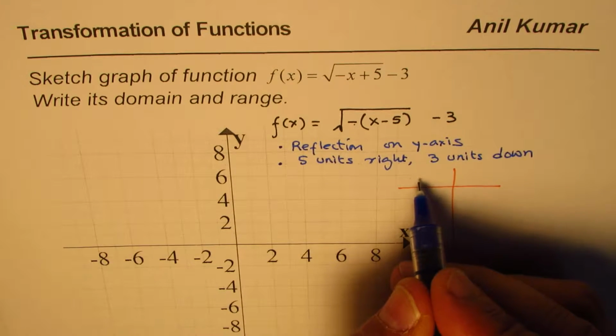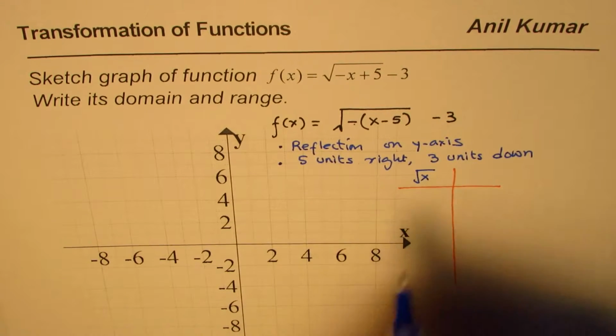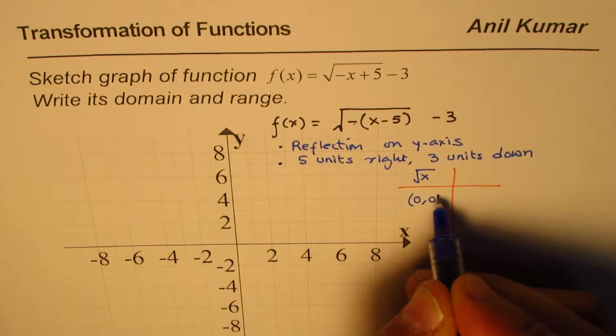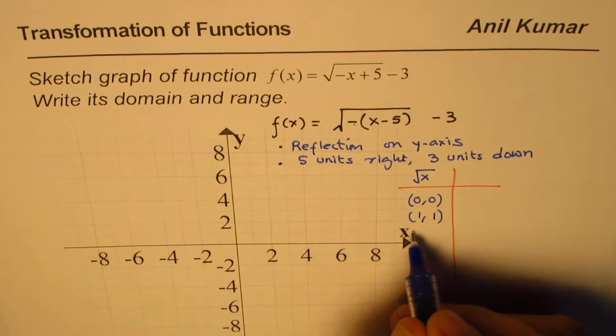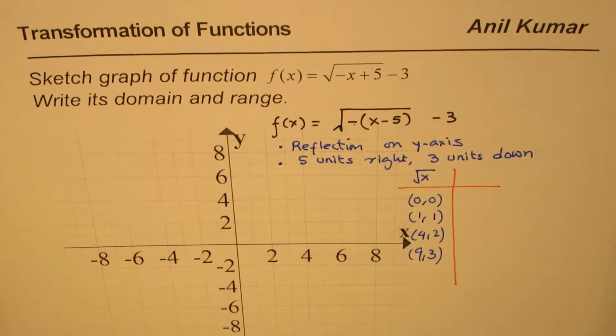So the key points for a square root function basically are, let's consider a square root function as square root of x, right? So the key points for a square root function are 0, 0, 1, 1. Square root of 4 is 2. Square root of 9 is 3, right? So these are the key points for a square root function.